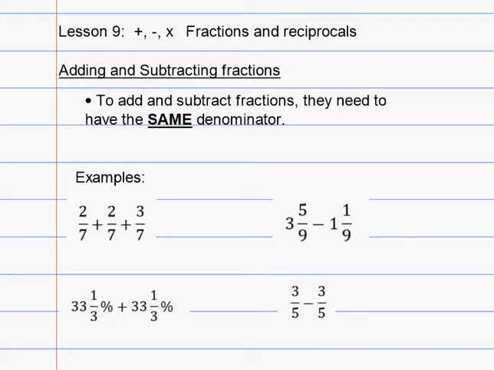Hi class, this is course 2, lesson 9. Today we're going to add, subtract, and multiply fractions, and we're going to talk about reciprocals.